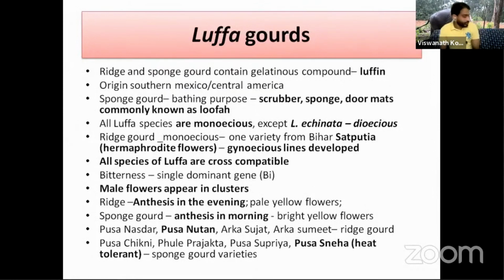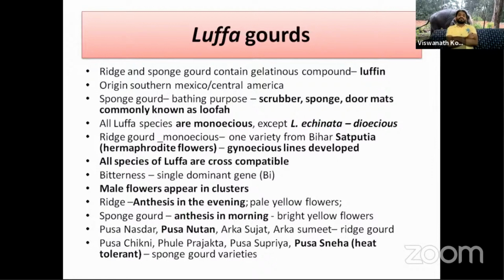So loofah gourds: ridge gourd and sponge gourd. Ridge gourd and sponge gourd belong to the genus Luffa, and they contain a gelatinous compound called luffin, and they originated in Mexico and Central America. The sponge inside the sponge gourd fruit can be used for bathing purposes, and it is used in the preparation of scrubbers, sponges, and doormats, commonly known as loofah. The genus name comes from this loofah.